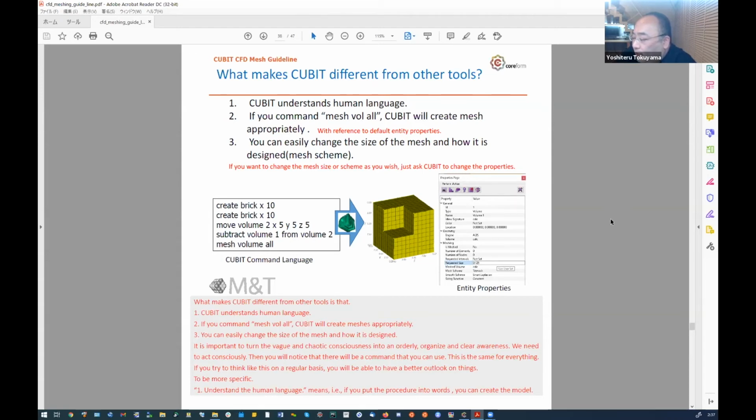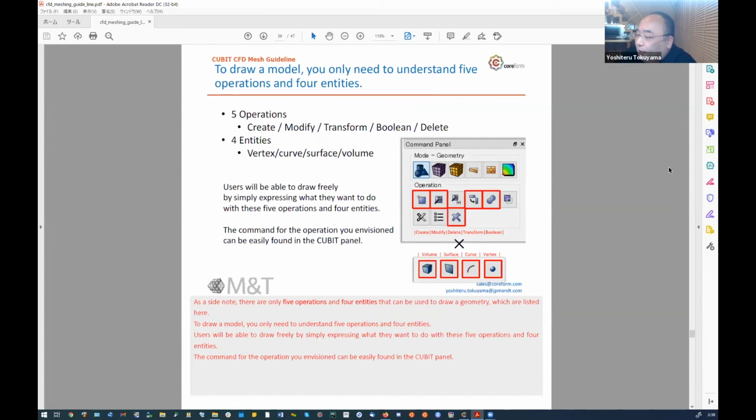one, understanding human language means that if you put the procedure into words, you can create the model. As a side note, there are only 5 operations and 5 entities that can be used to draw a geometry, which are listed here. To draw a model, you only need to understand these 5 operations and entities. Users will be able to draw freely by simply expressing what they want to do with these operations and entities. The command for the operation you envisioned can be easily found in the Cubit panel.